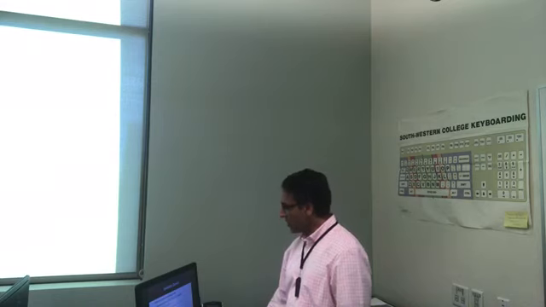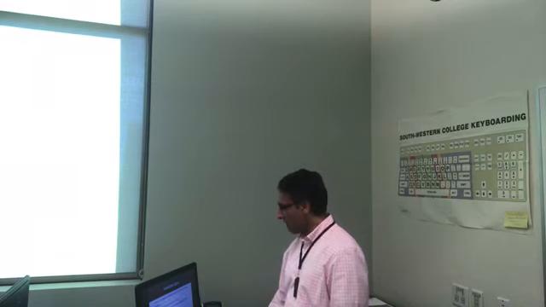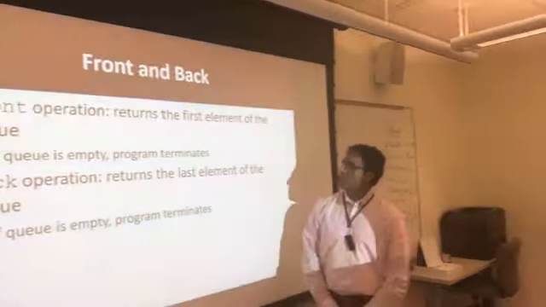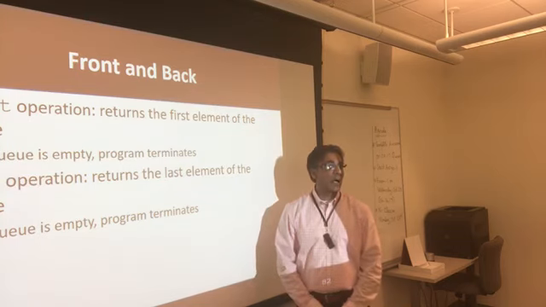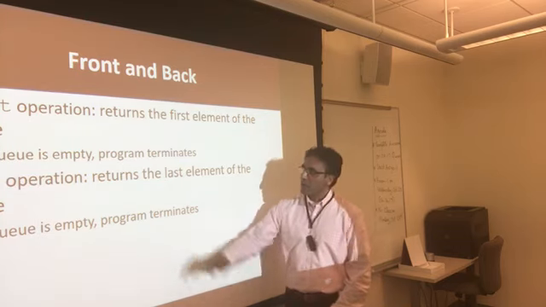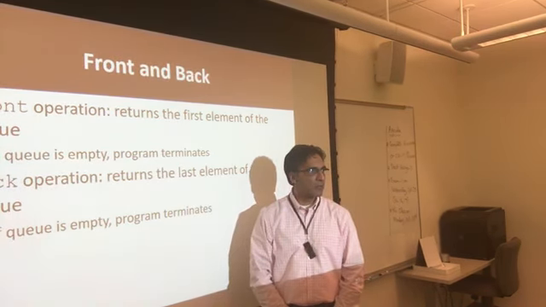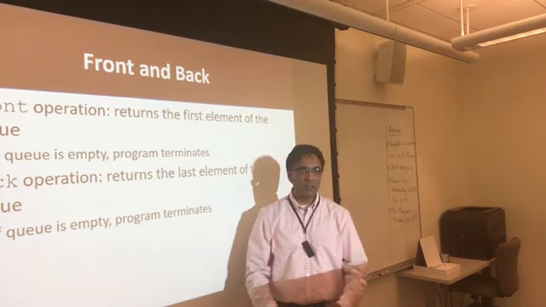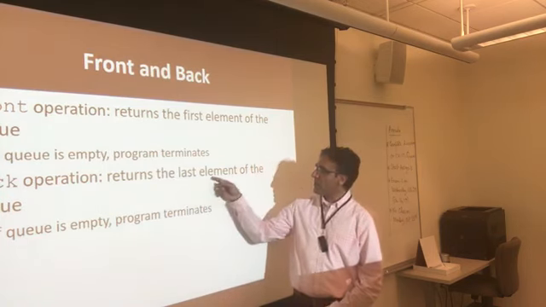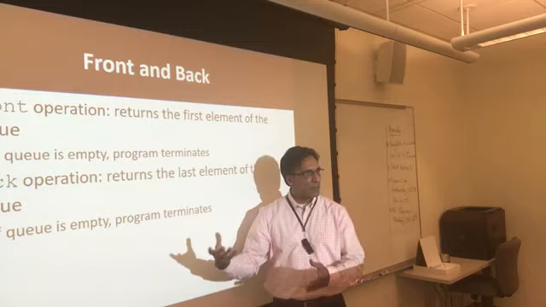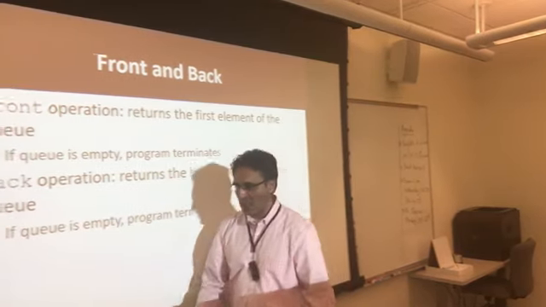So it talks about initialize queue. I'm going to show you this one in my own program. Front and back. Let's talk very briefly about front and back. The front operation returns the first element of the queue, and the back operation returns the last element of the queue. If the queue is empty, the program has no ability to return anything to you. Front will not be able to return anything because it's empty. Back operation returns the last element. If the queue is empty, the program terminates as well, because the back operation has nothing to return since it's empty.